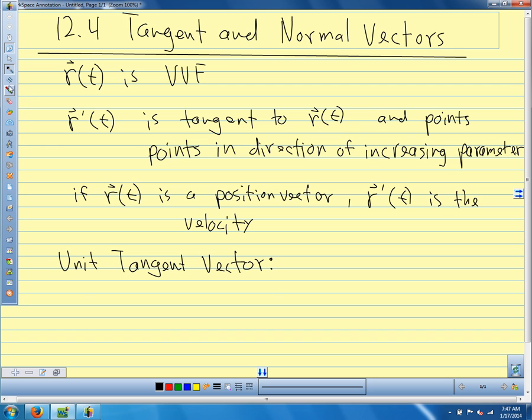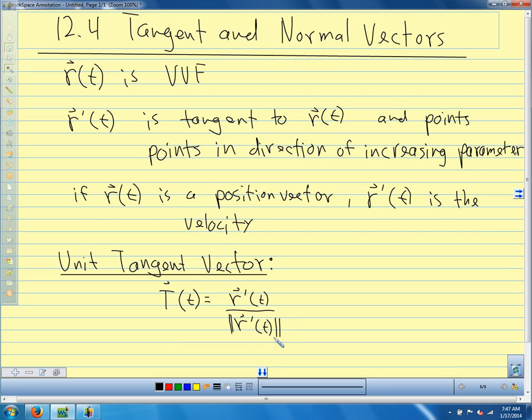Since r prime is tangent to our curve, we're going to define T, our unit tangent vector, as r prime over the magnitude of r prime. So that will give us a unit tangent vector at time t.